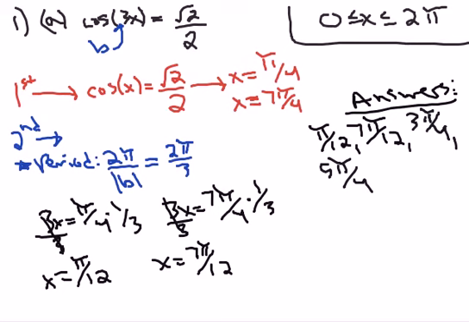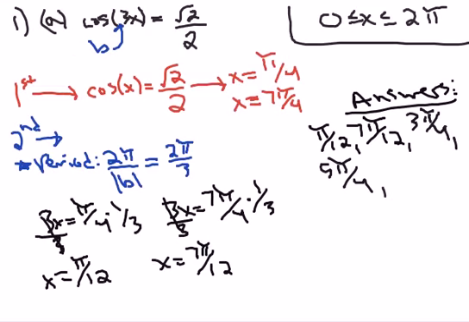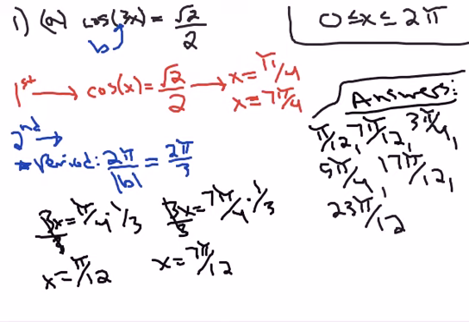So now I can add, let's see what they were, 17 pi over 12. Oops, let me get my pen here. 17 pi over 12 and 23 pi over 12, right? So those are my final, in this case, 6 answers, right? And again, if I go any further, I go past the 2 pi, which I'm not allowed to do based on the interval they've given me. Okay, so there's your first problem in section 1.